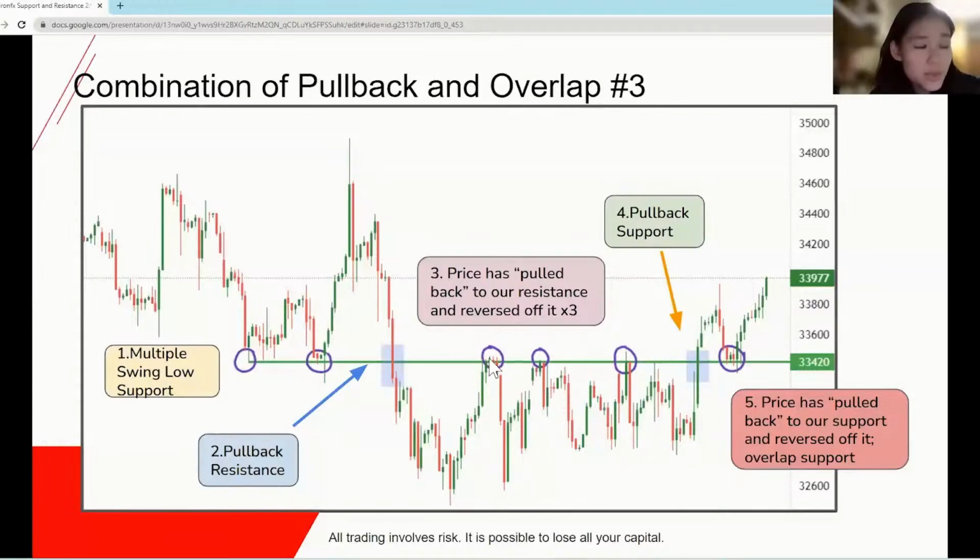Okay, so at this point, even at the very first point where it reverses off the level, it becomes an overlap resistance. And the overlap resistance becomes a pullback support when price breaks out of the resistance level, and it goes back to being a pullback. And then at this circle, the very last circle here, once price bounces off the level, then it is once again an overlap support.